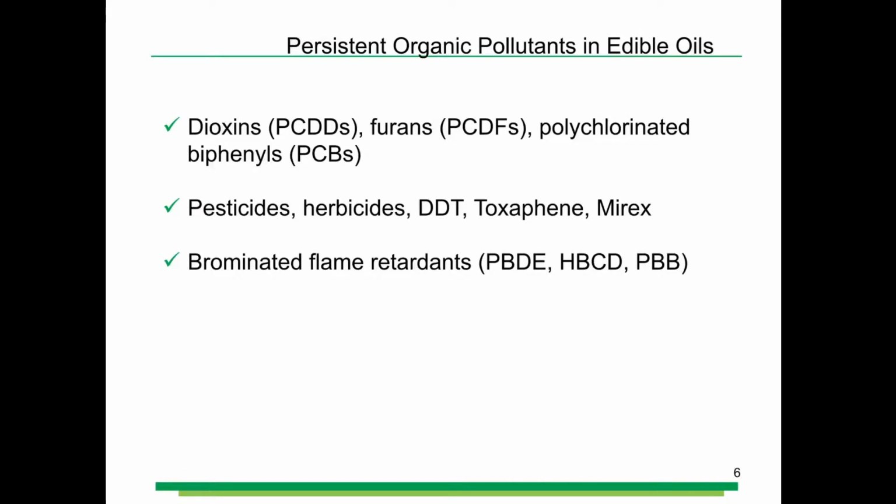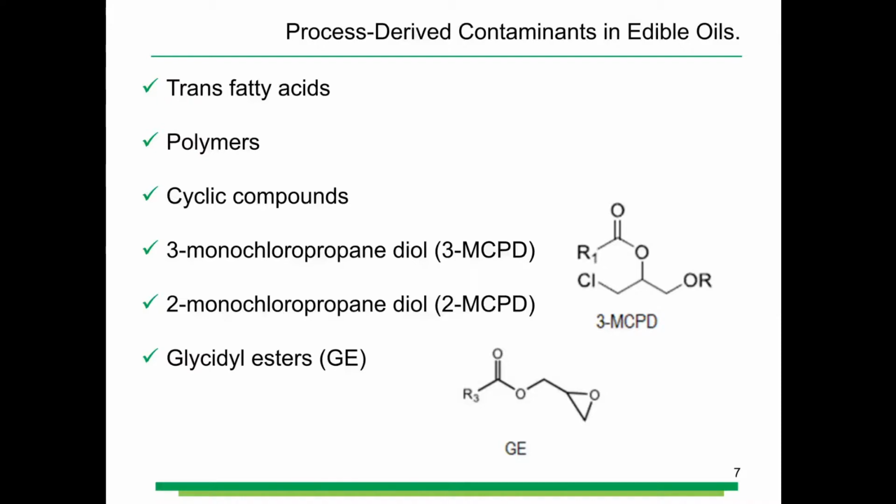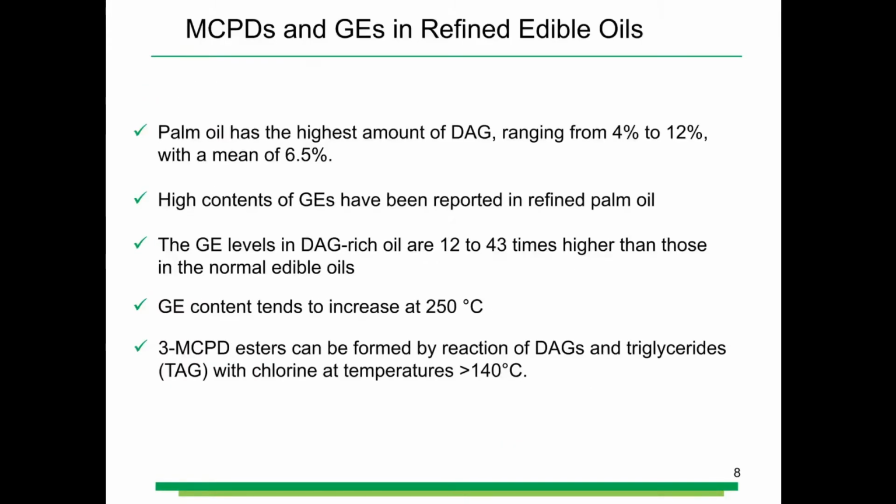Another issue with edible oils, especially oils like fish oils, is the presence of persistent organic pollutants, such as dioxins, furans, PCBs, pesticides, and brominated flame retardants. And in many cases, these oils have to be processed by molecular distillation in order to meet regulatory standards. Besides environmental pollutants, we also have process-derived contaminants in edible oils, such as trans fatty acids, polymer, cyclic compounds, MCPDs, and GEs.